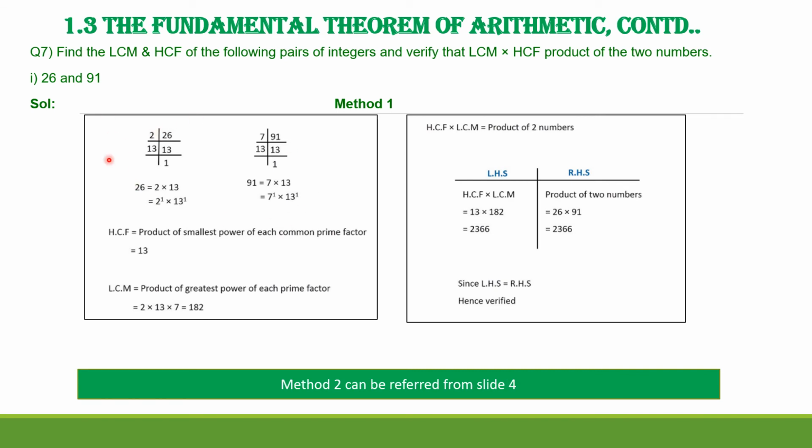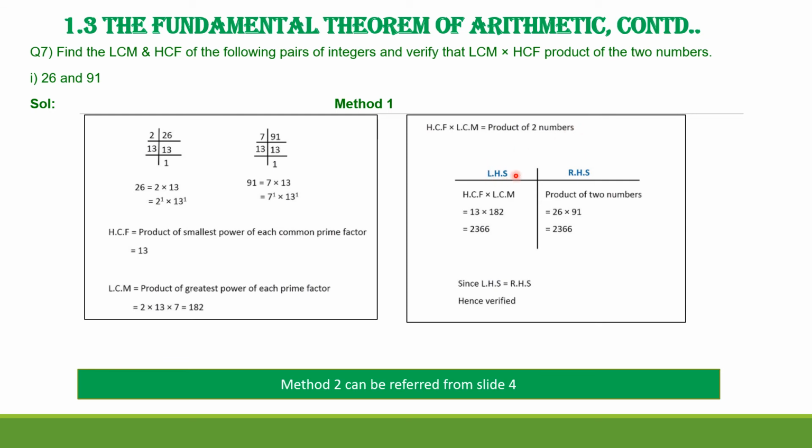As part of method 1, 26 and 91 can be written in factors as 26 equal to 2 into 13, and 91 equal to 7 into 13. So in terms of power, it's just 1 and 1. The HCF is the common factor of both numbers, 13, and the LCM will be 2 into 13 into 7, which is 182. The next part is that we need to verify that LCM into HCF equals the product of the two numbers, which is the formula you can say.